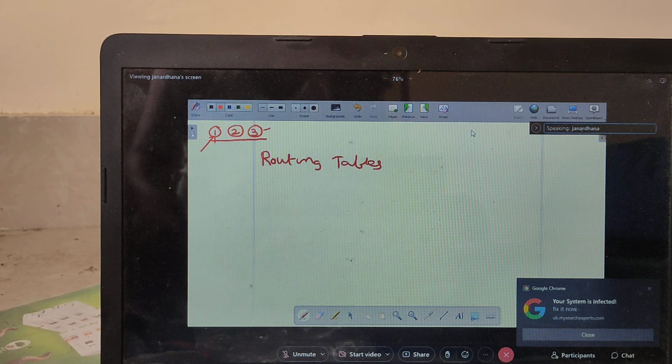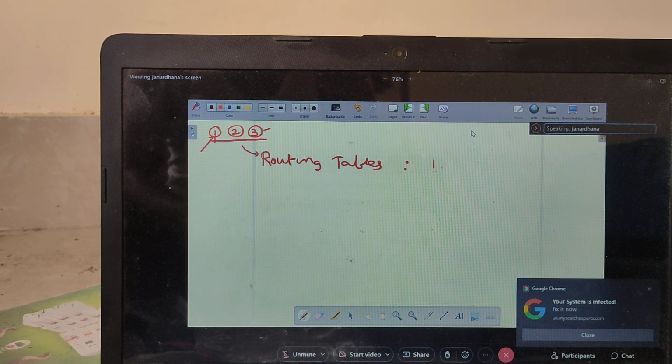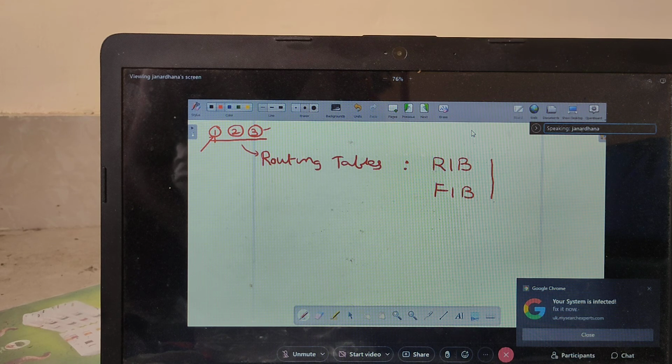If you come to the routing tables, normal routers have two types of tables. What are the two types of tables? The RIB, routing information base, and the FIB, forwarding information base. These two tables are normally available in traditional routers. In MPLS also, these two tables will be there, apart from that.